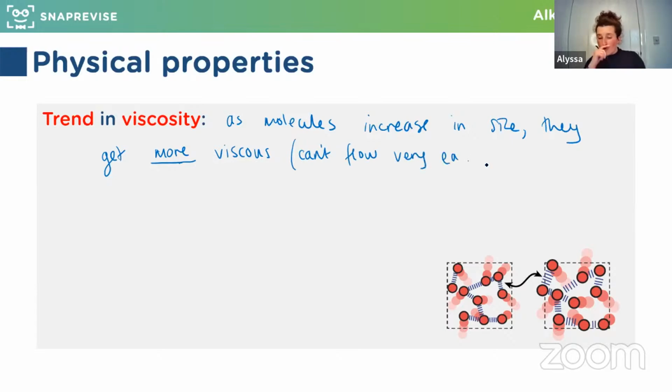We can't pour them very easily. They just come out as a lump. It's a nice model to think about it. So as molecules increase in size, they get more viscous because they can't flow very easily. And this is because, again, the intermolecular forces increase.